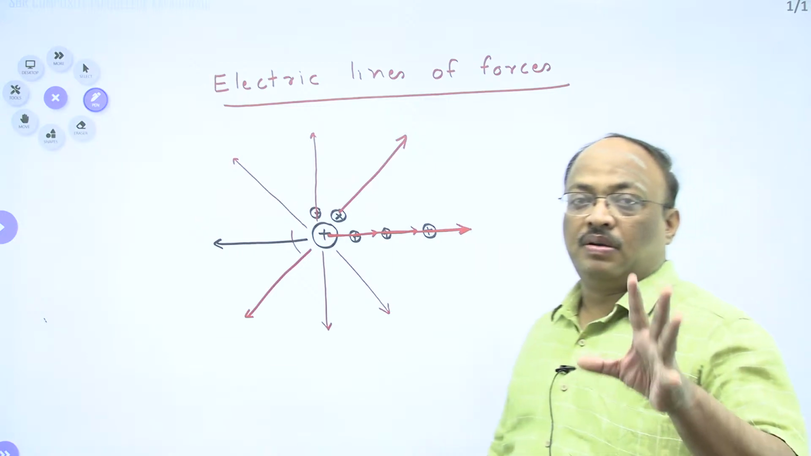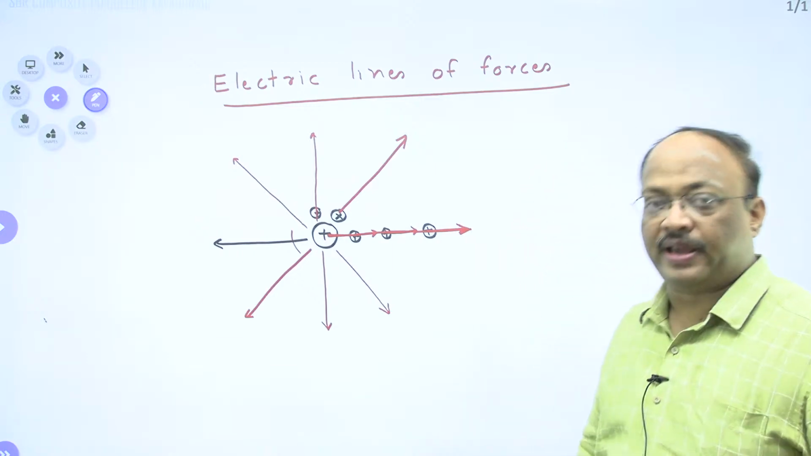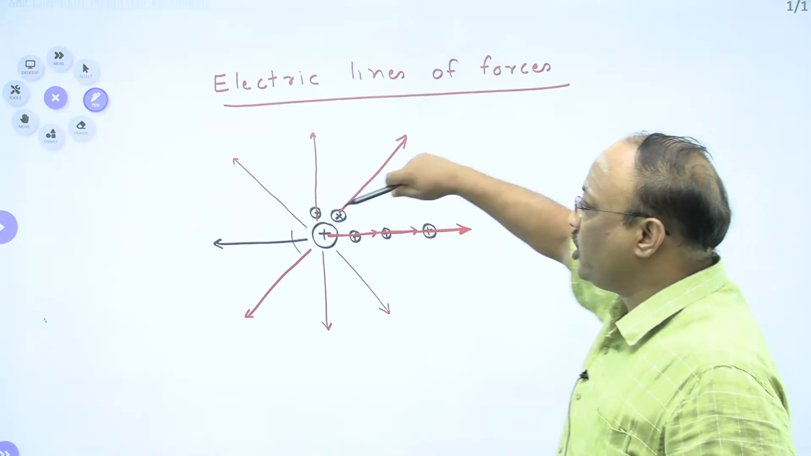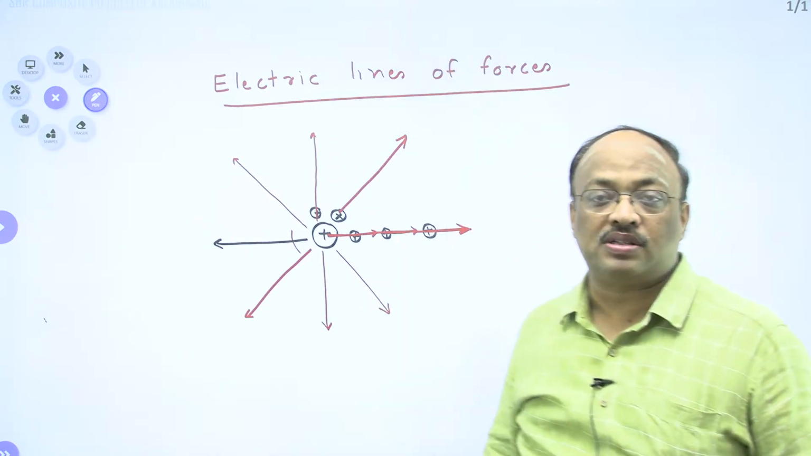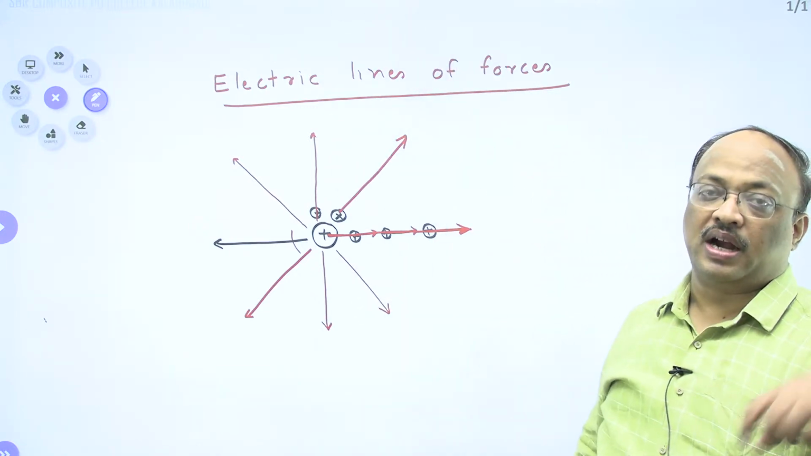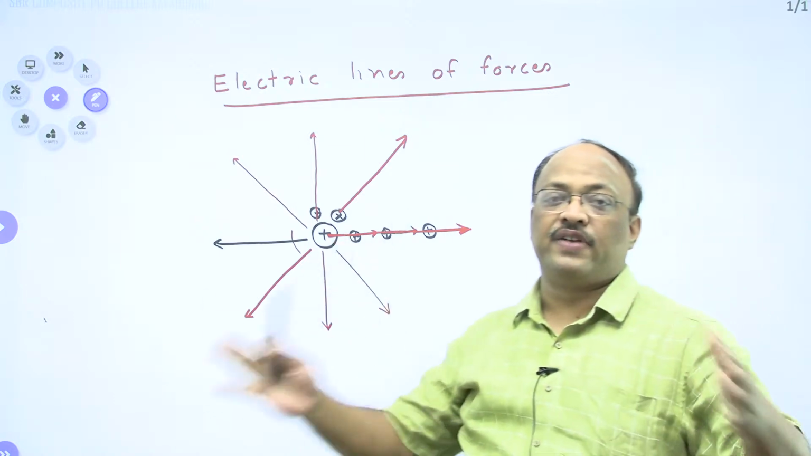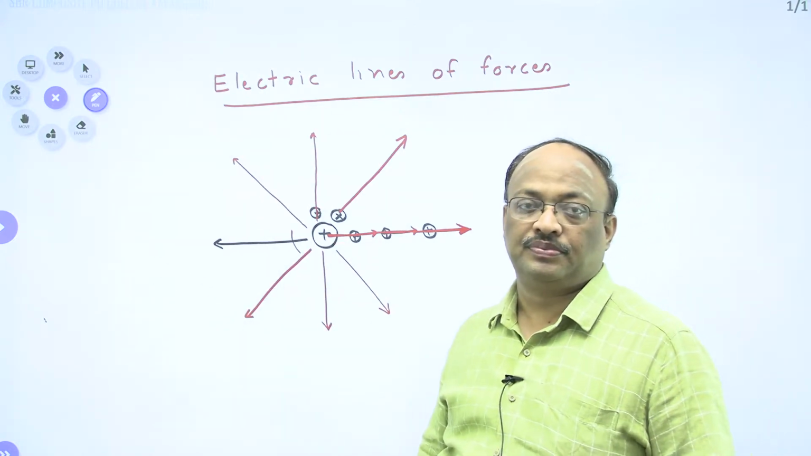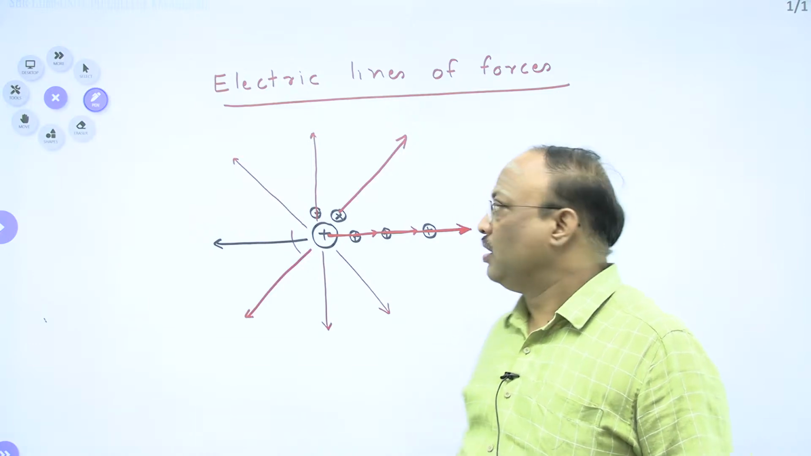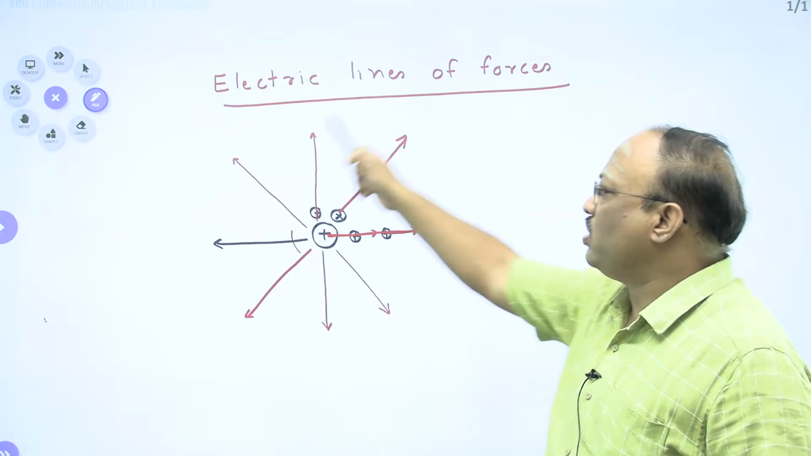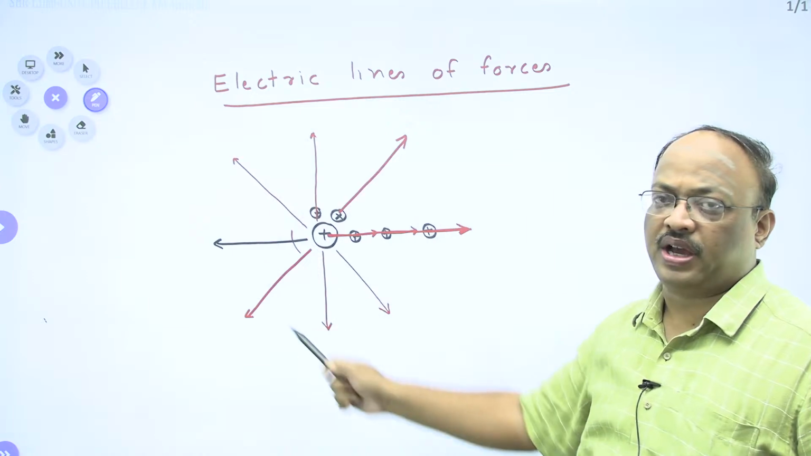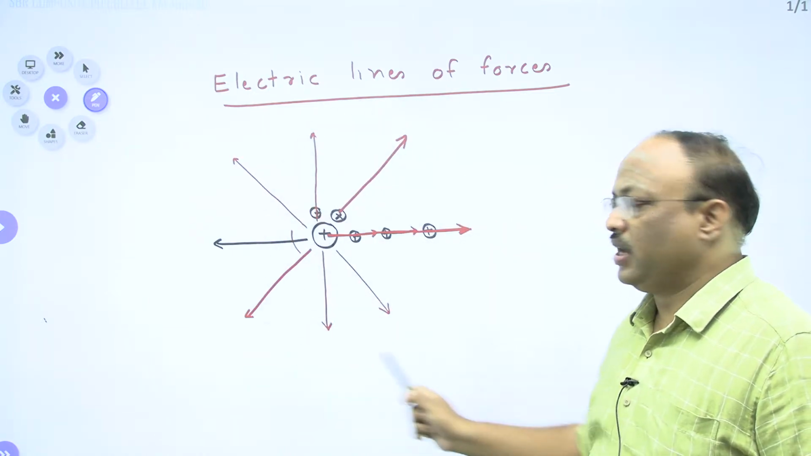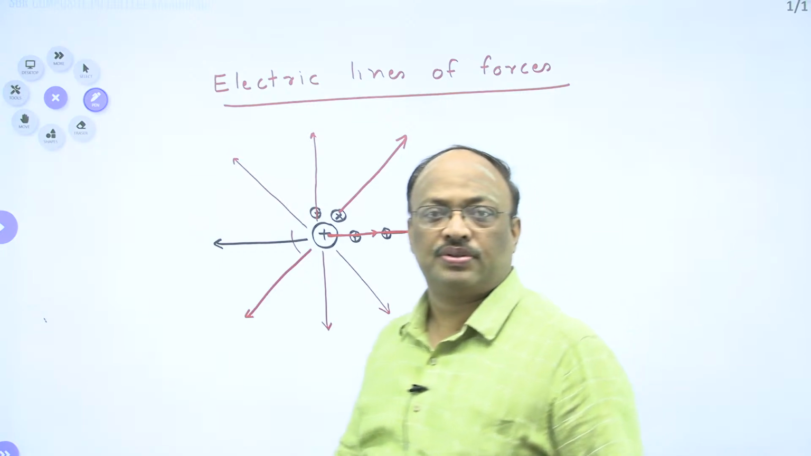Theoretically speaking, these lines of forces will extend up to infinity, because under ideal conditions the electric field extends up to infinity. But practically, around this charge, to some extent we can draw these lines, where the electric field will be there, and we can draw these electric lines of forces.